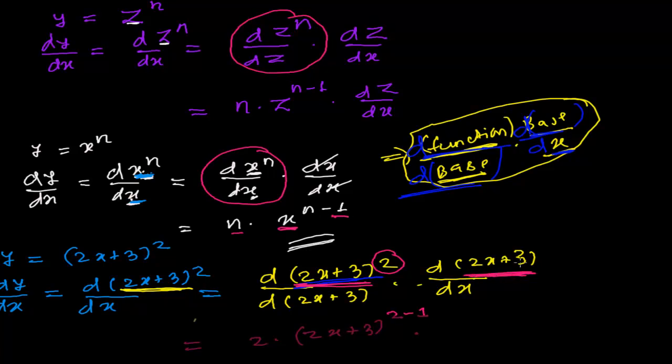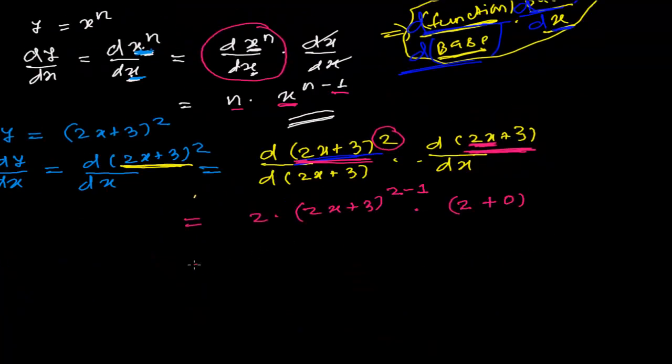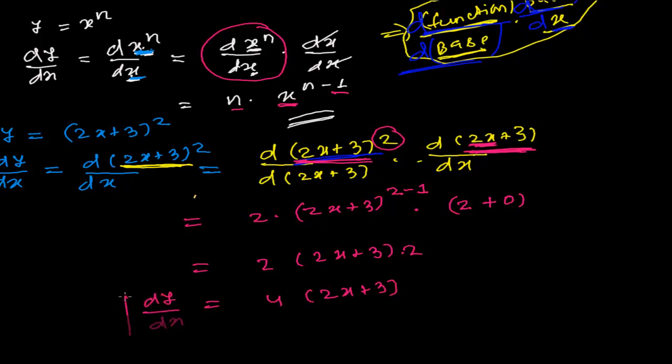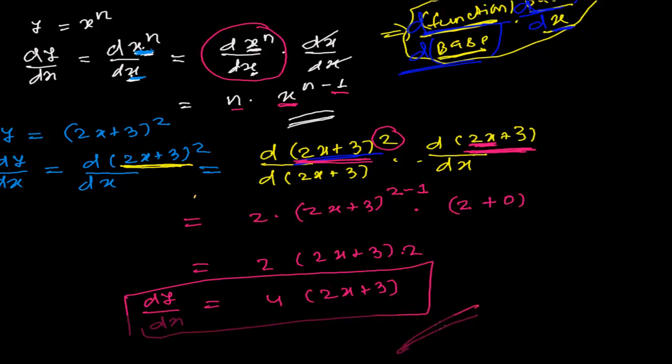Your base is 2x plus 3, so first let's find the derivative of 2x only, which will be 2, and the derivative of 3 is a constant quantity, which will be 0. So finally what are we going to get? We're going to get 2 times (2x plus 3) times 2, right? 2 plus 0 is 2. So finally we get 4 times (2x plus 3). So our dy over dx is now 4 times (2x plus 3). Here we are done. This is our derivative, how to find it.